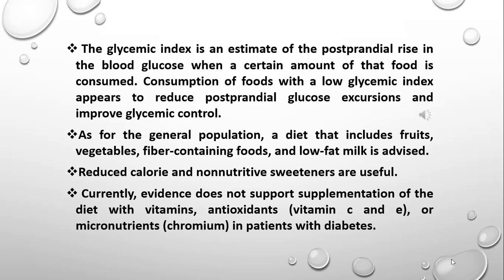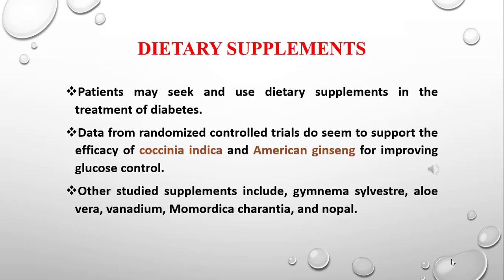Currently, there is no evidence of benefit from supplementation such as vitamins, antioxidants, and micronutrients in patients with diabetes. Dietary supplements: some of the dietary supplements can be used for improving glucose control. That are Coccinia indica and American ginseng. Some other supplements can also include, for example, Gymnema sylvestre, aloe vera, Momordica charantia.